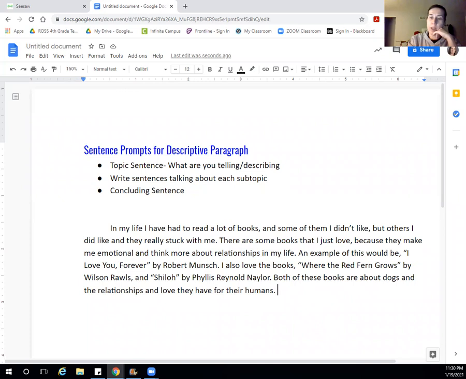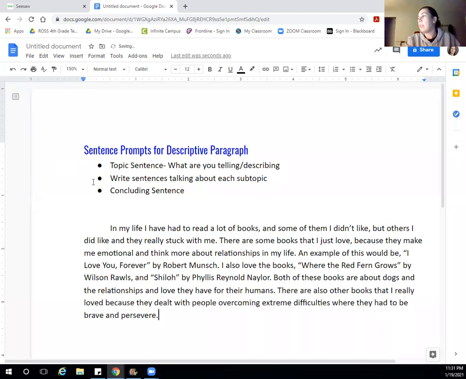So I'm going to go ahead and start thinking and crafting the sentences that I can put together for those 3 books. All right, the first sentence I came up with is, there are also other books that I really loved because they dealt with people overcoming extreme difficulties where they had to be brave and persevere. I'm going to start giving the examples now. All right, this idea is kind of long, but here we go.